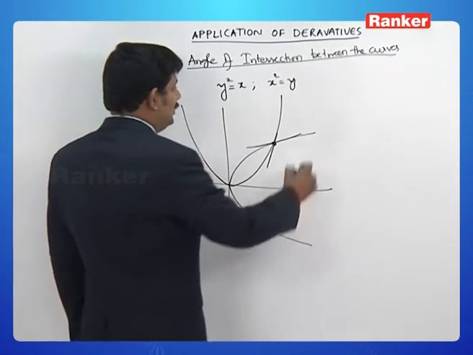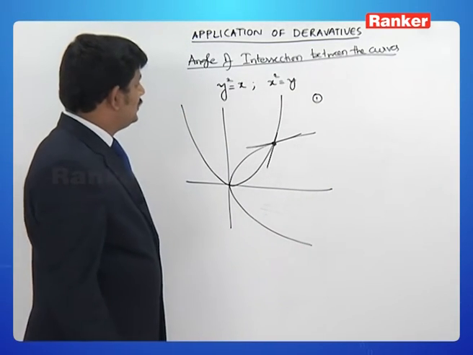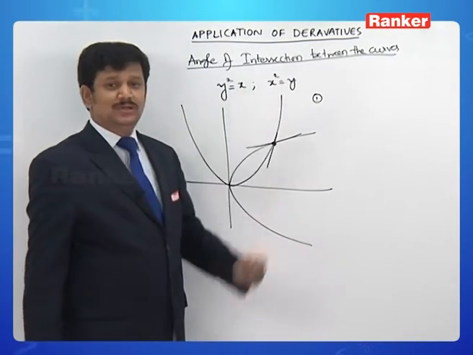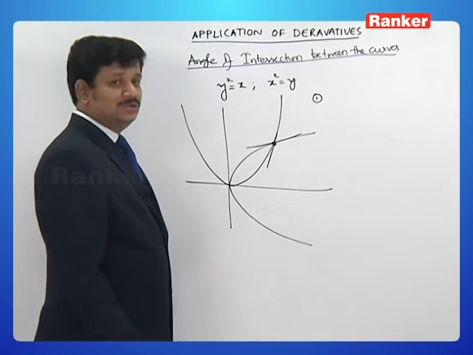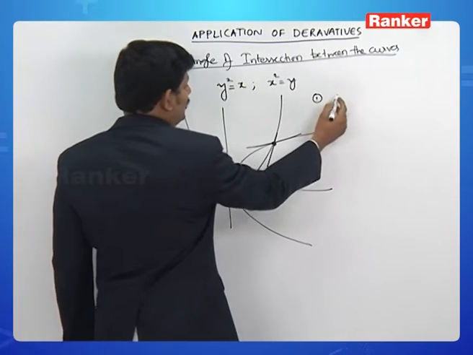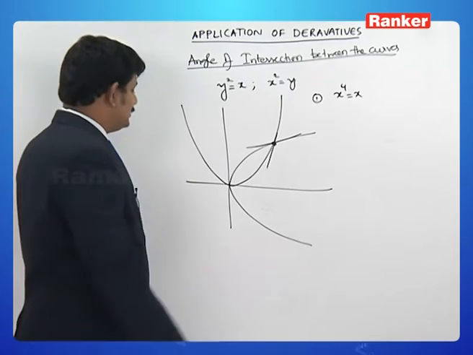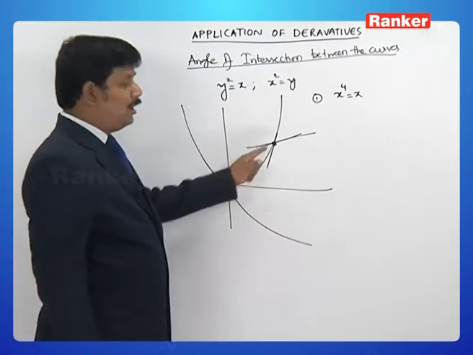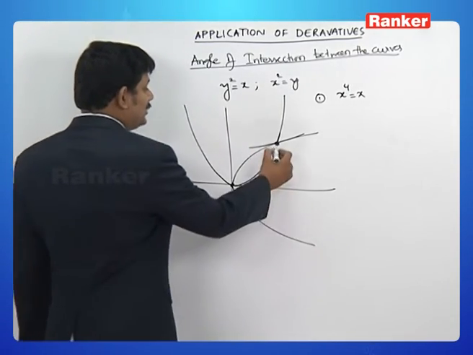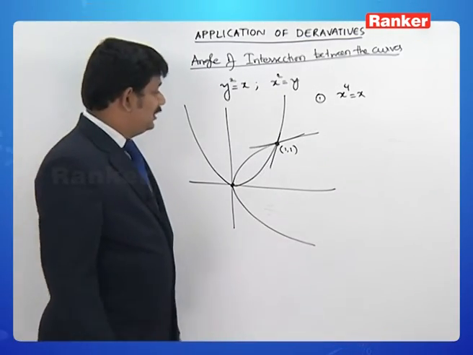So, for this, first and foremost we need to find the point of intersection. y square is equal to x and x square is equal to y. We need to solve both the curves. y is x square, so y square would be x power 4 from one curve and x from the other curve. So, x is either 0 or 1. So, let us find the angle between the curves at the point 1 comma 1.